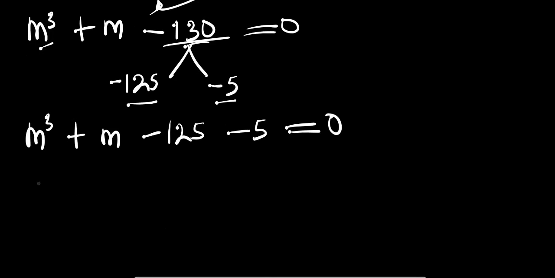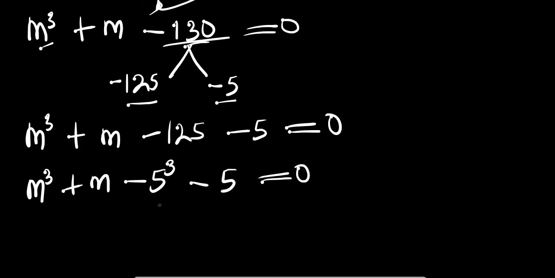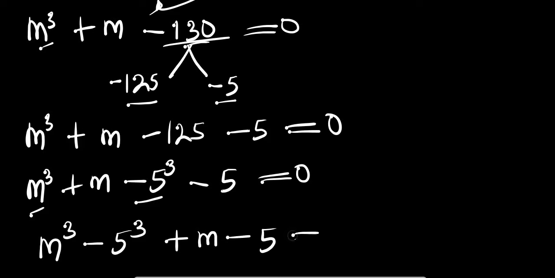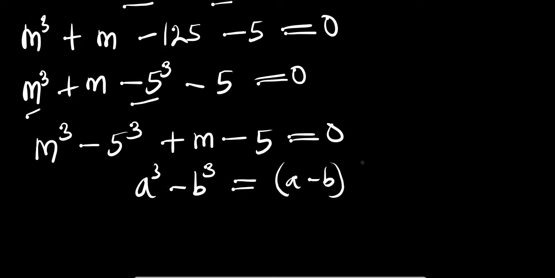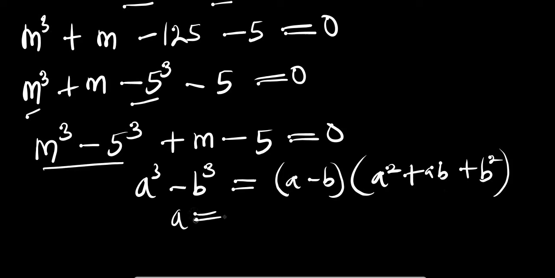Now, the next thing is we can have m power 3 minus 5 raised to the power of 3, plus m minus 5, and this equals 0. Now, let's consider this identity. If you have a power 3 minus b power 3, this equals a minus b times a squared plus ab plus b squared. And from here we have a equals m, b equals 5.